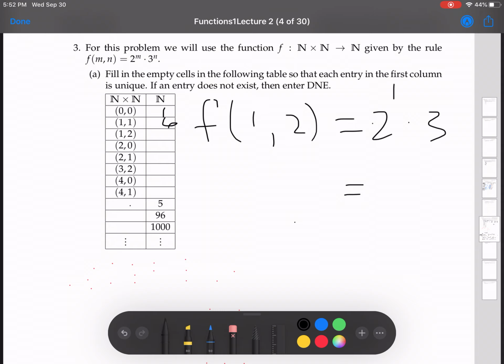1 and 2, we get 9 times 2, that's 18. Okay, 18, all right. 2 and 0, that makes 4. 2 and 1, let's see, that makes 4 times 3 is 12. And so on, okay? So I think you have an idea of what's going on there.